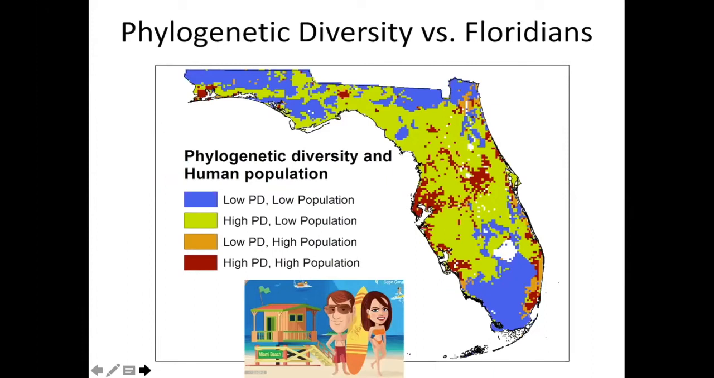So you might ask, how does this compare to where we as Floridians live? And this is kind of an interesting telling map. The different colors indicate, well, if it's blue, it's low phylogenetic diversity, but low population density. Green is high phylogenetic diversity and low population density. And then we have orange, low phylogenetic diversity, lots of people. And then red is high phylogenetic diversity and high population density. You can see that some of our major cities, like Tampa, Orlando, are actually centered in areas that have lots of people, lots of phylogenetic diversity. Moving forward, some of those green areas could be of special interest for protection, for conservation, because they have a lot of phylogenetic diversity and low population density.